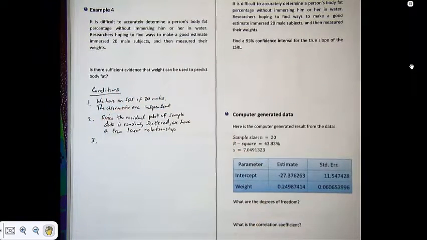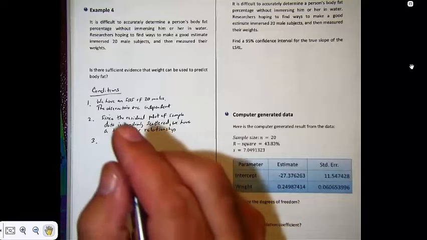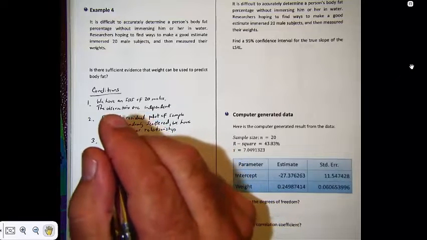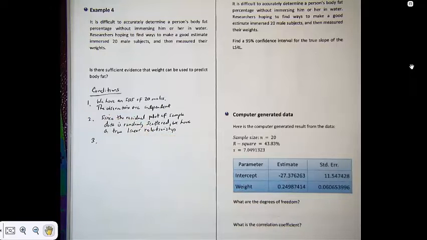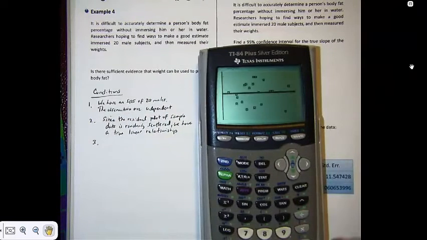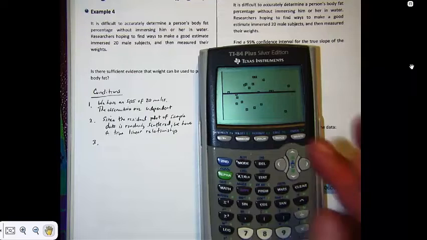Next we need to check for a constant standard deviation. So we're going to check the scatter plot to see if the points are evenly spaced across the least squares regression line. Recall in our graphical display, if I go back and take a look at that, once again here is our residual plot. The residuals were randomly scattered, so we did have a true linear relationship there.